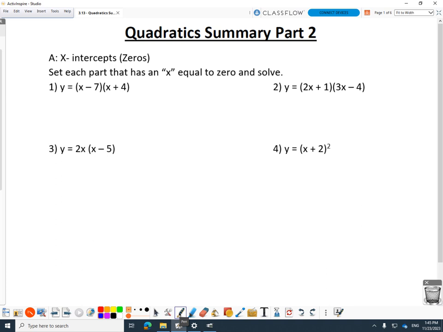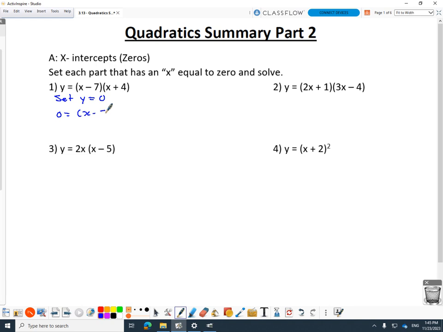X-intercepts. Okay, now, listen, friends. This question, if you don't read it carefully, may encourage you to expand, because most of you are getting good at expanding. So you might be like, oh, expand this thing. Ooh, that's not what it asks. It doesn't say expand. It says set each part that has an x value equal to 0. That is, set y equals 0. It's asking for the x-intercepts.